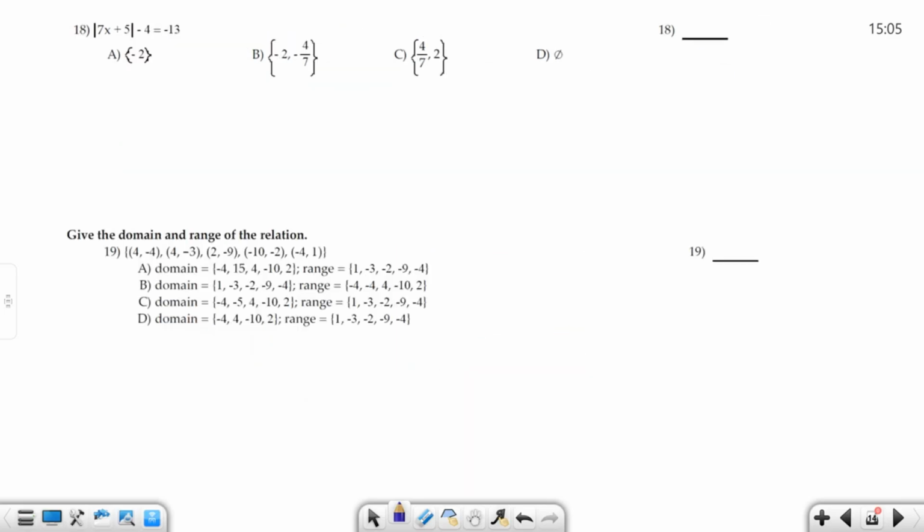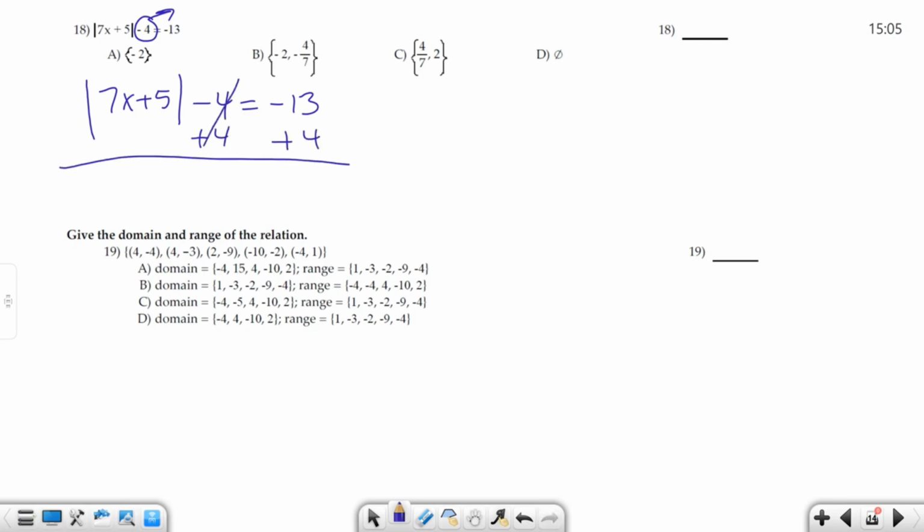Oh, here's another solve on 18 here. So is the absolute value by itself? No, so we need to take this and move it over. So we have 7x plus 5 in absolute value minus 4 equals negative 13. How do I move this over? I add it to both sides, right? Just like this were just y, some variable, x, m, q, p, whatever. That cancels. 7x plus 5 absolute value equals negative 9.